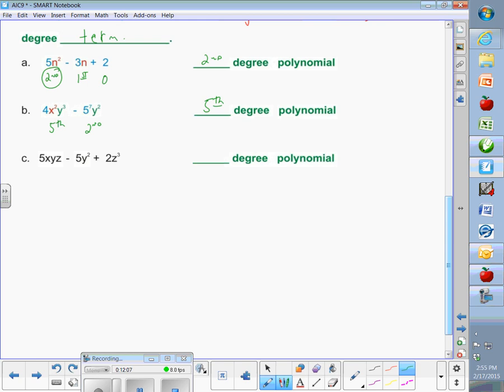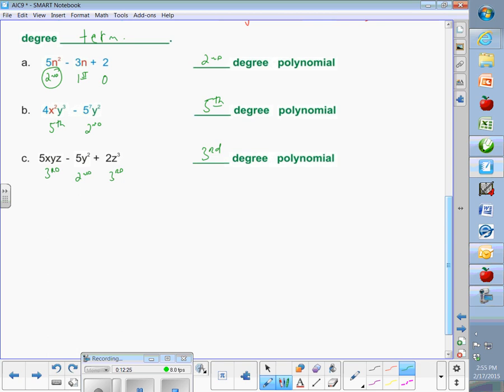All right, and then we've got another trinomial down there at the bottom. What is the degree of this trinomial? Well, the left term is a 3rd degree. The middle term is a 2nd, and the end term is a 3rd. Well, what's the highest? 3rd. And that's a 3rd degree polynomial.